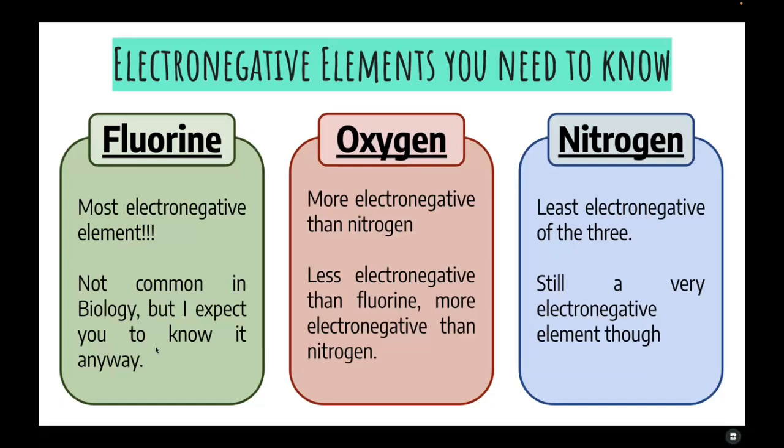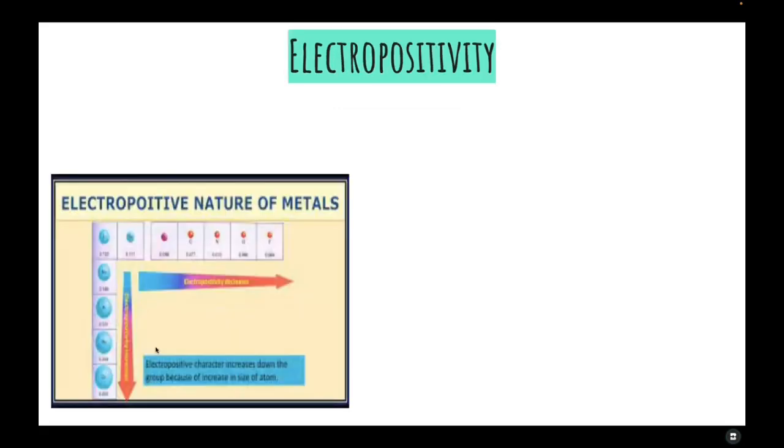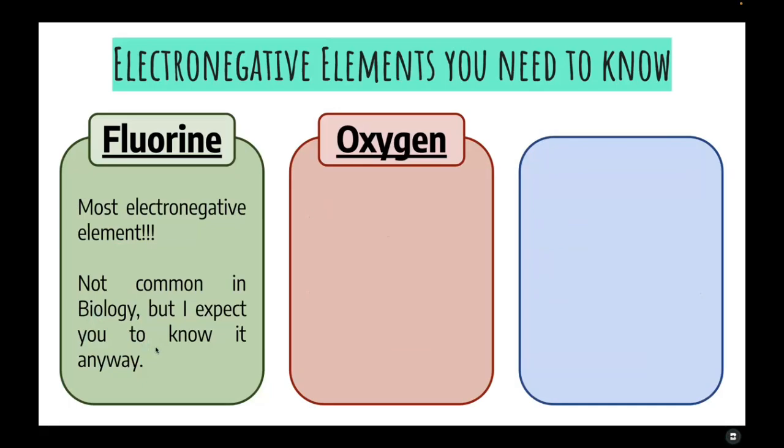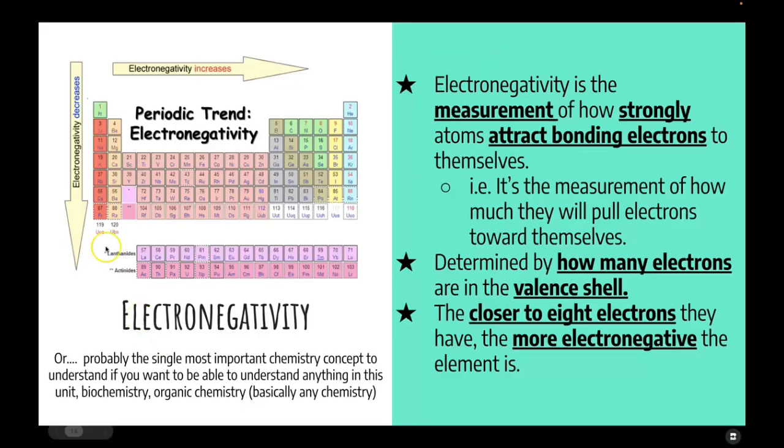Electronegativity differences between atoms create polar molecules, and polar molecules can hydrogen bond. We're going to get into polarity in a second. I want to go over this trend. As you go to the right of the periodic table, electronegativity is going to increase. And as you go down the periodic table, electronegativity is going to decrease. That's how you can predict electronegativity based on the periodic table.